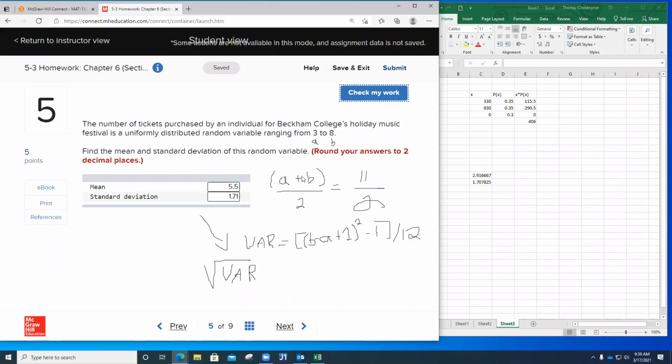So again, recap. Mean formula: A plus B divided by 2. First number is A, second number is B. Variance is B minus A plus 1, all of that squared, then subtract 1, then divide everything by 12 to get your variance, and then take the square root of your variance to get your standard deviation.